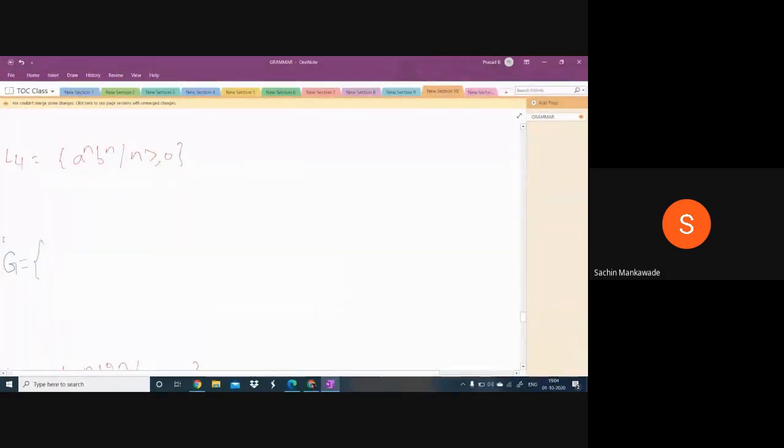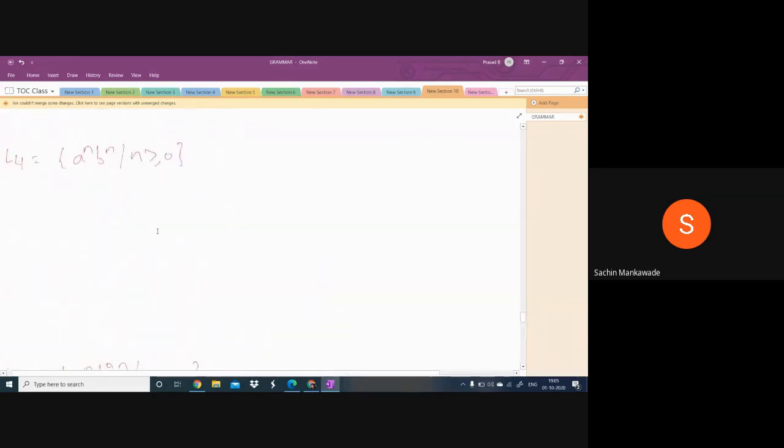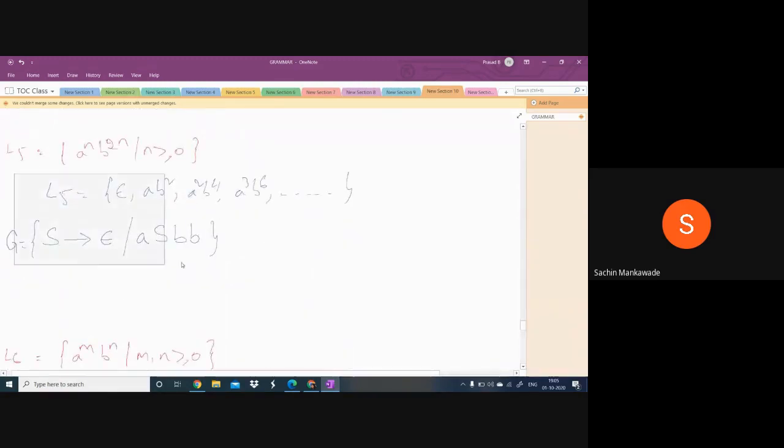Then L4: A power N B power N, N greater than or equal to 0. L2 is A power N, N greater than or equal to 0. L3 is N greater than 0, that is A power 2N. Next, L4: A power N B power N, N greater than or equal to 0. Next, L5: A power N B power 2N, N greater than or equal to 0.